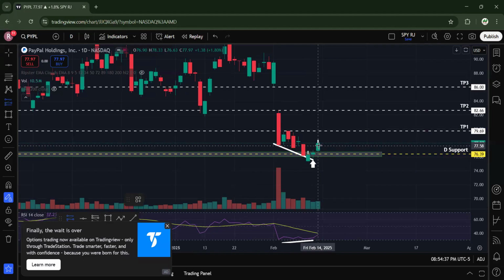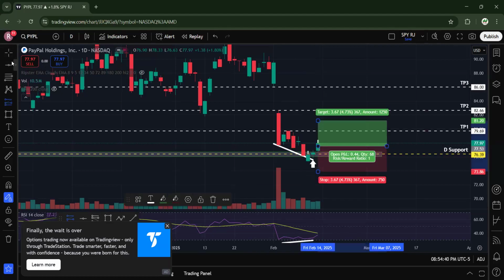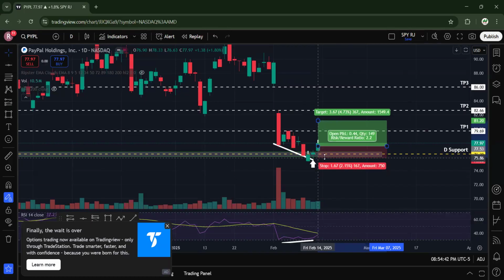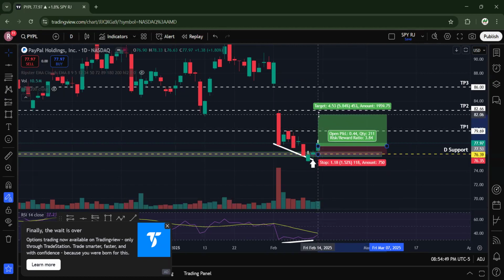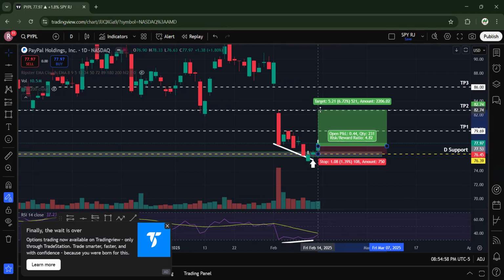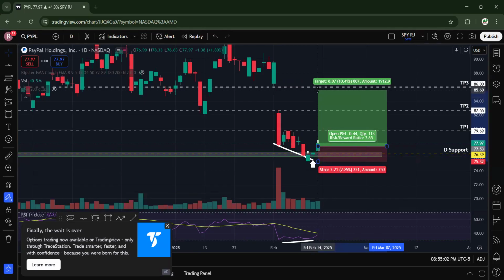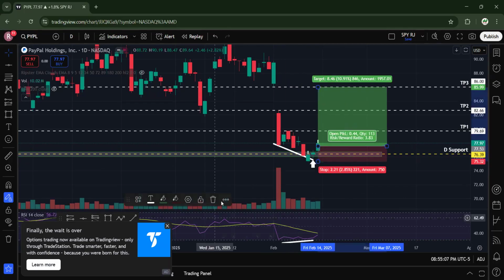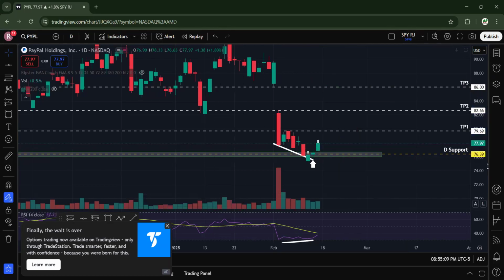I called this play around, what was it, around like 77.5. If you want to be safe and do the actual level, which I probably wouldn't, it depends on where you're targeting. If you're just targeting here, then of course your risk to reward wouldn't be great. You need to target a little higher. If you're targeting at least up here, then your risk to reward starts to look pretty good. If you're targeting even higher, it looks even better. So it's a good risk to reward trade.